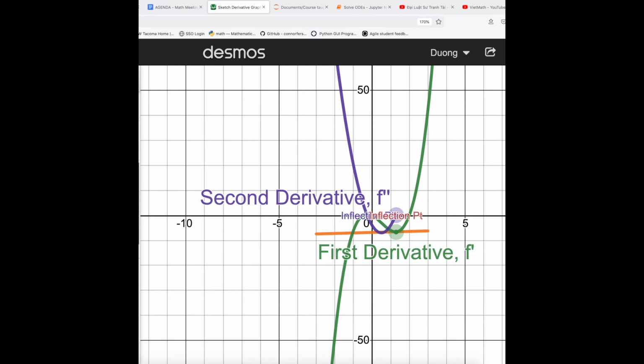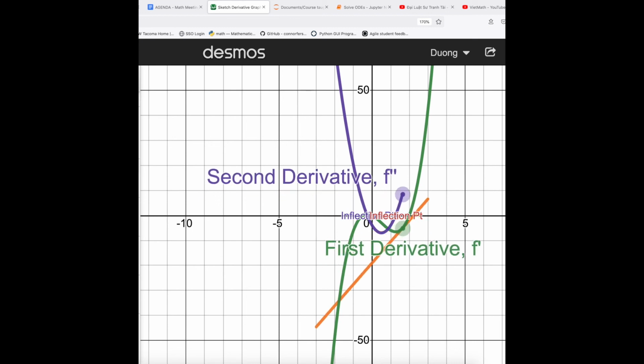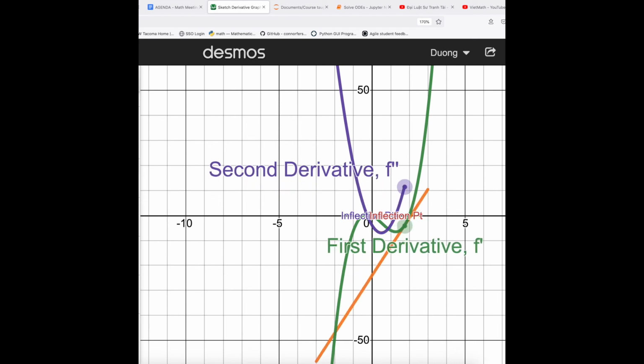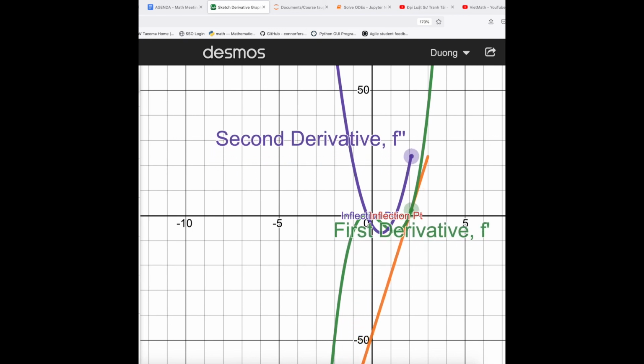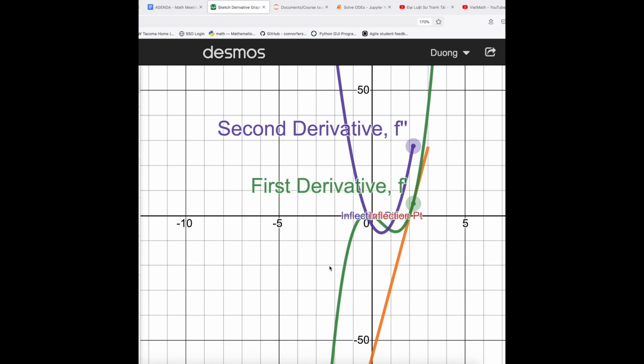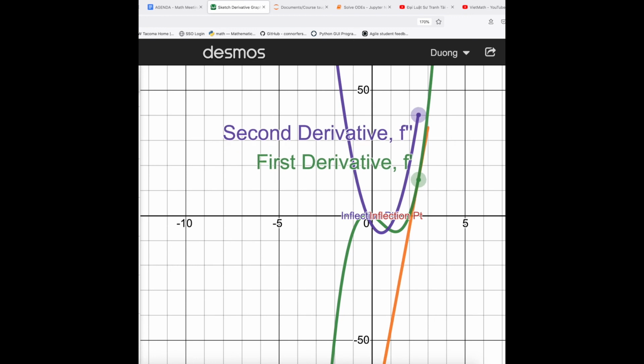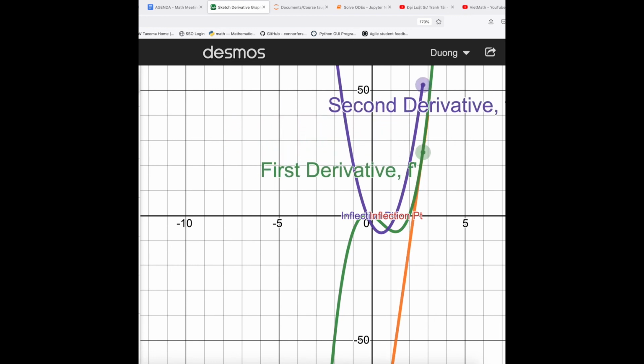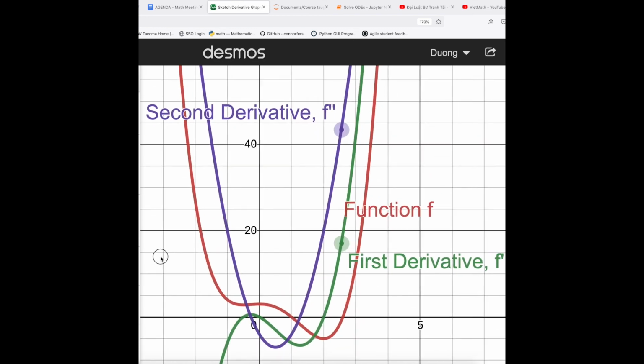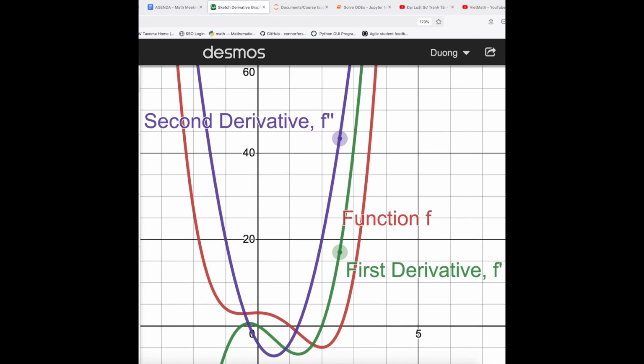All right, and if it keeps moving to the right, you can see that the tangent line is getting steeper, steeper, and steeper. That means the second derivative function keeps going up, probably to positive infinity. There we go. The graph of a function f and its first and second derivative functions.